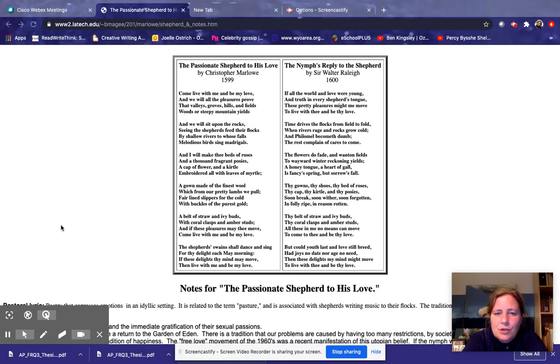Okay. So what you can see is that the language from Raleigh, he stole, he borrowed, took direct words: straw, buds, gown. So what Raleigh does is he takes the objects that the passionate shepherd has promised the nymph and spins them into something different. Okay, we have the form. We know what kind of poem it is. Now let's talk about vocabulary.